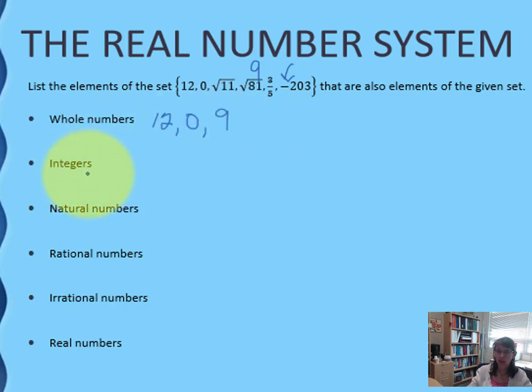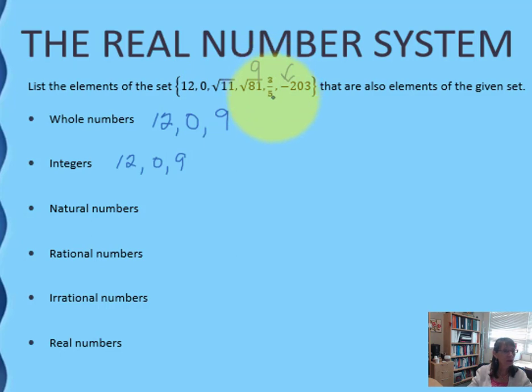Next, integers. Integers include all of the whole numbers. So automatically, I know that 12, 0, and 9 need to be included in the integers. Now let's consider the other values that we haven't written in our list. Square root of 11 was the non-terminating decimal, so that is not an integer.